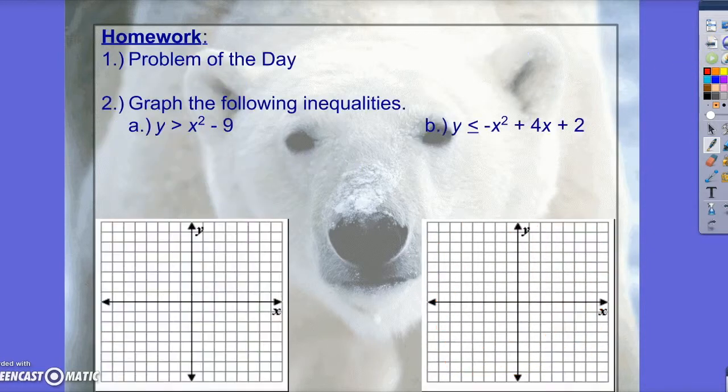Now, that's it for the lesson. Here's your homework. Do the problem of the day. I guess we sort of already did it sort of together, but go back in your notes to see the 5 steps we did in 4.1, and then graph the following inequalities.